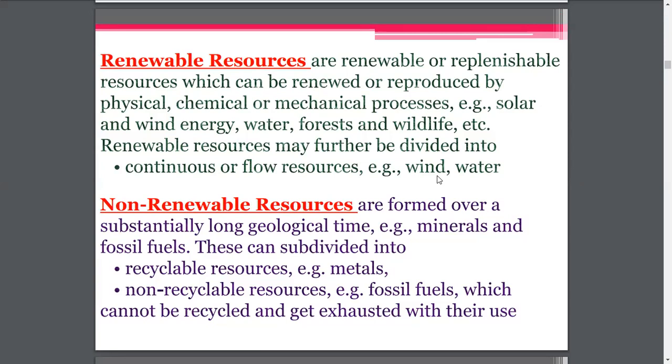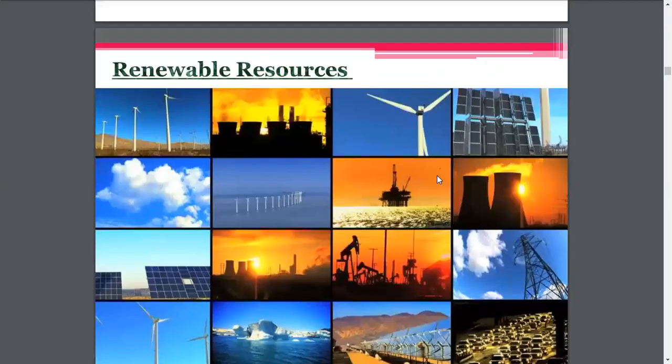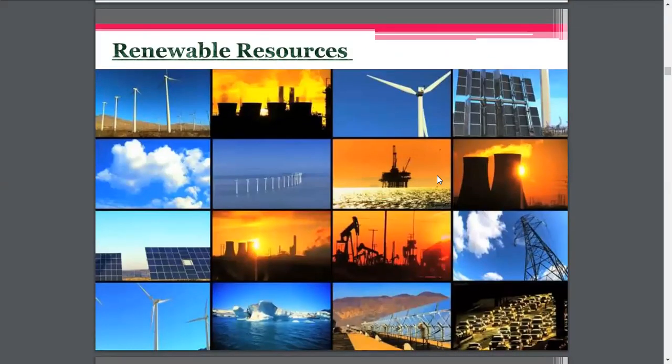So we have to be very careful when we are using any type of resources, whether it is renewable or non-renewable. We should only use up to our need. We should not waste any type of resources. Next, the picture is also given about renewable resources. Wind energy is there, water energy is there, solar energy is there. So these are some of the pictures of renewable resources.